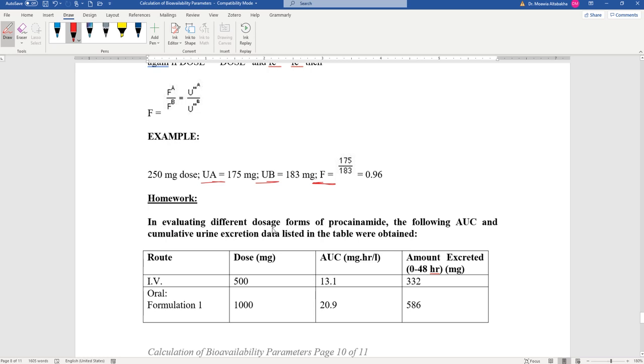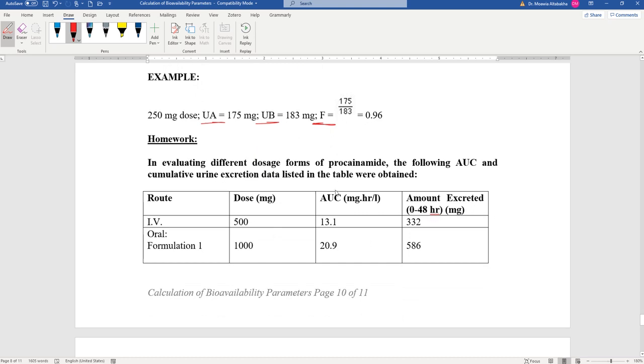Okay, this is an additional homework that I will try to solve together now. In evaluating different dosage forms of procainamide, the following AUC and urine data were obtained. Procainamide was given by IV at a dose of 500, and the AUC was 13.1 and the amount excreted was 332. For the oral formulation, the dose given was 1000, the AUC was 20.9, and the amount excreted was 586.